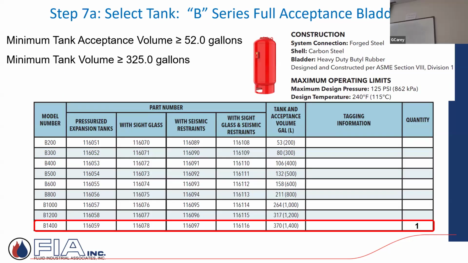So now I do that and I start looking at, okay, what tank do I need? Well, it's going to get pretty big pretty quick. So in this case, I'm saying if I did a bladder style, and these are the requirements that I'm trying to meet, and it's full acceptance. So I have to accept a minimum of 52 gallons, but I need a total tank volume of 325. Well, the first tank that I come across is quite large, a B1400, but that will meet my 325. Okay, so that'd be a solution. That's a big tank, but that's a solution.